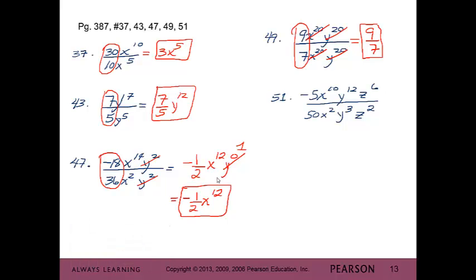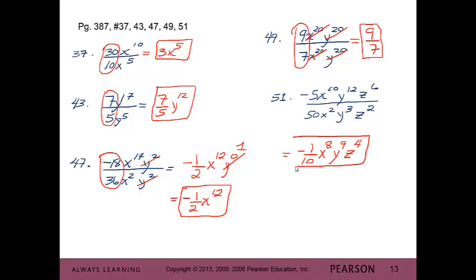So let's start by dividing the coefficients. Negative 5 divided by 50 is negative 1/10. And then keep the x, subtract your exponents. 10 minus 2 is 8. Keep the y's, subtract your exponent. 12 minus 3 is 9. And then keep the z, subtract your exponents. 6 minus 2 is 4. So the final answer is negative 1/10 times x to the 8th times y to the 9th and z to the 4th power.